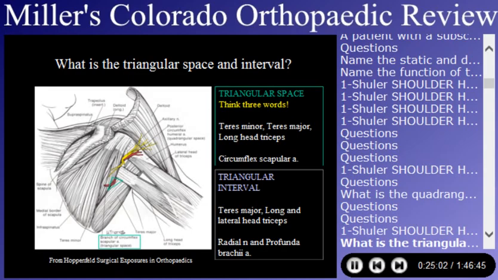Circumflex scapular, and the way I remembered this one, even though it may not work out for the triangular interval, but 3 words: circumflex scapular artery. Triangular interval is now further down. Who's the buddy of the radial nerve? Profundobrachial artery.